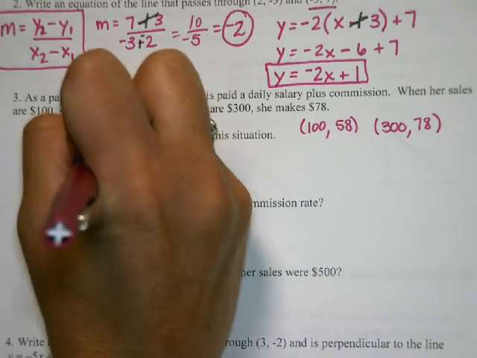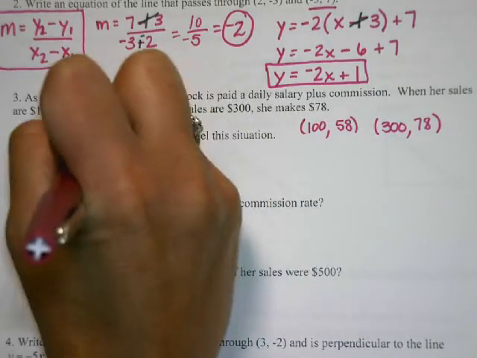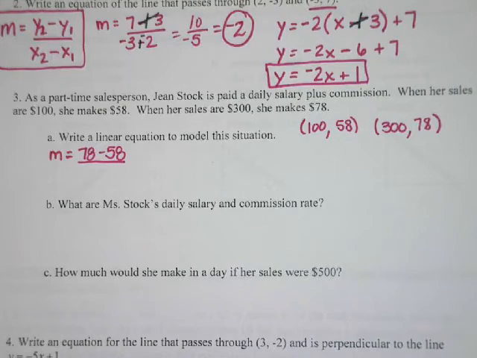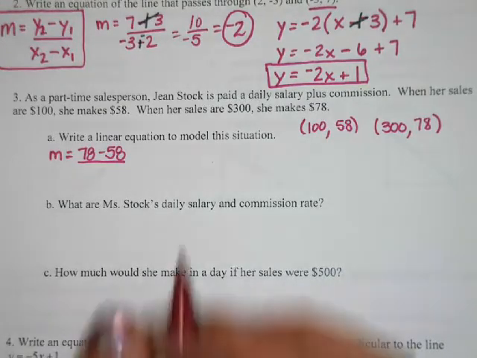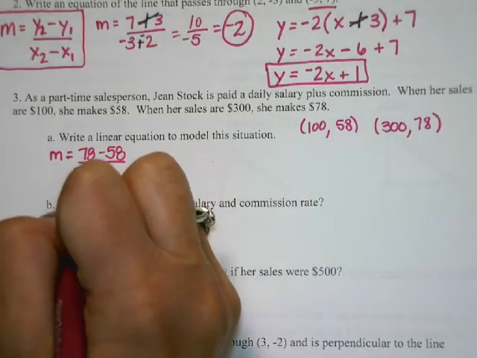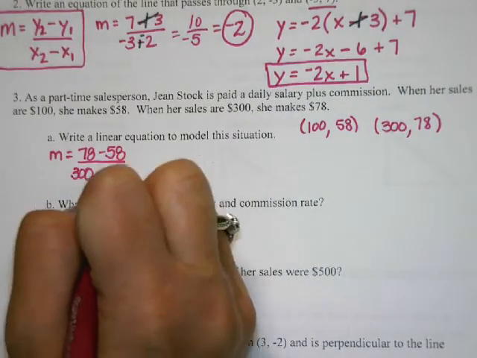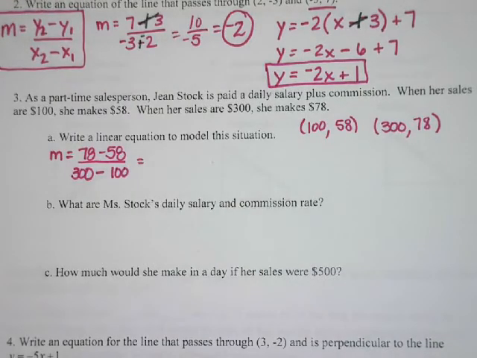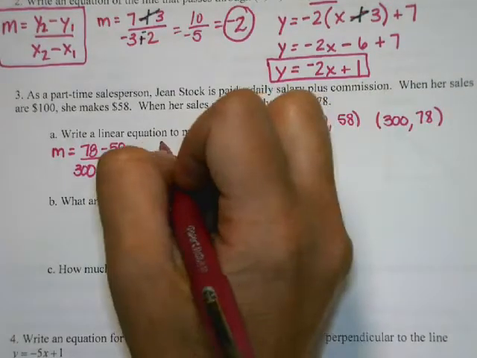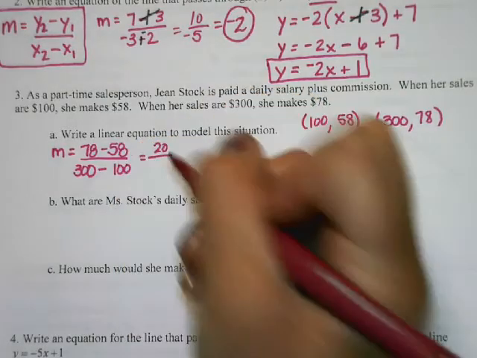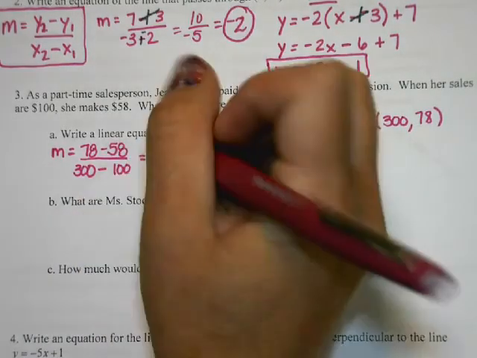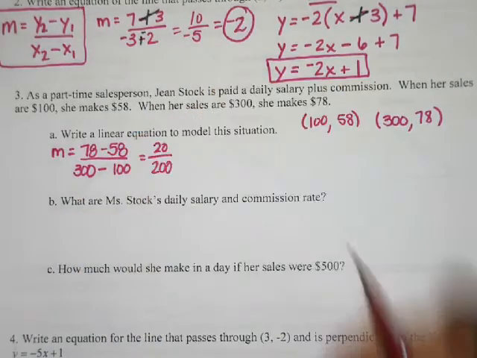So I'm going to do 78 minus 58, the difference in the y's, divided by the difference in the x's, 300 minus 100. $78 minus 58 is 20. 300 minus 100 is 200.